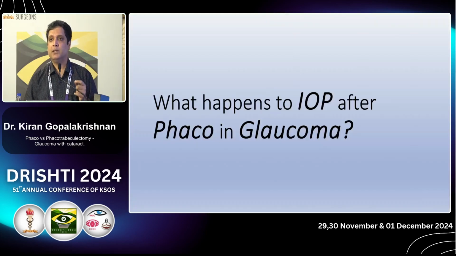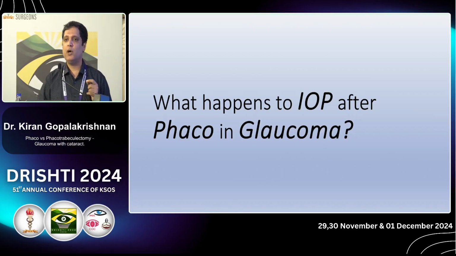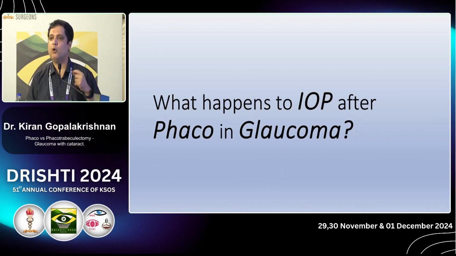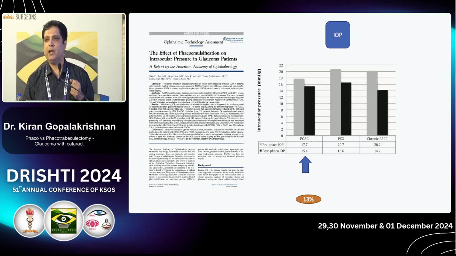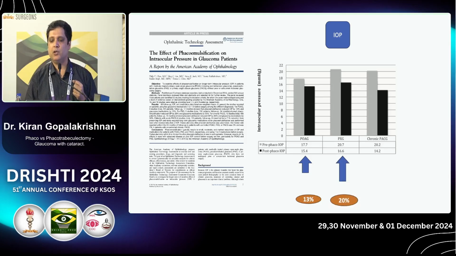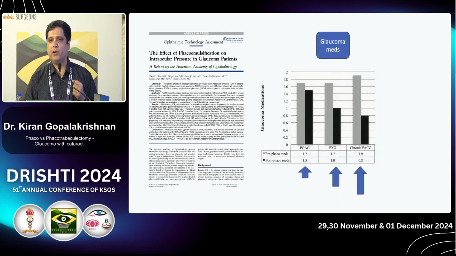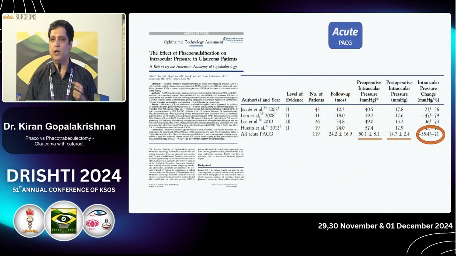But the important question is, we are trying to treat intraocular pressure. So what happens to the IOP in glaucoma patients after you perform phacoemulsification? This is the ophthalmic technology assessment published almost a decade back, which is something like a meta-analysis. You find that on average a reduction of 13% of IOP can be expected in an open angle glaucoma eye by phacoemulsification alone. This increases to around 20% on average in pseudoexfoliation, and in angle closure glaucoma, you can on average expect 30%. Even looking at postoperative glaucoma medication, you can reduce by almost 1 to 2 medications in angle closure glaucomas.